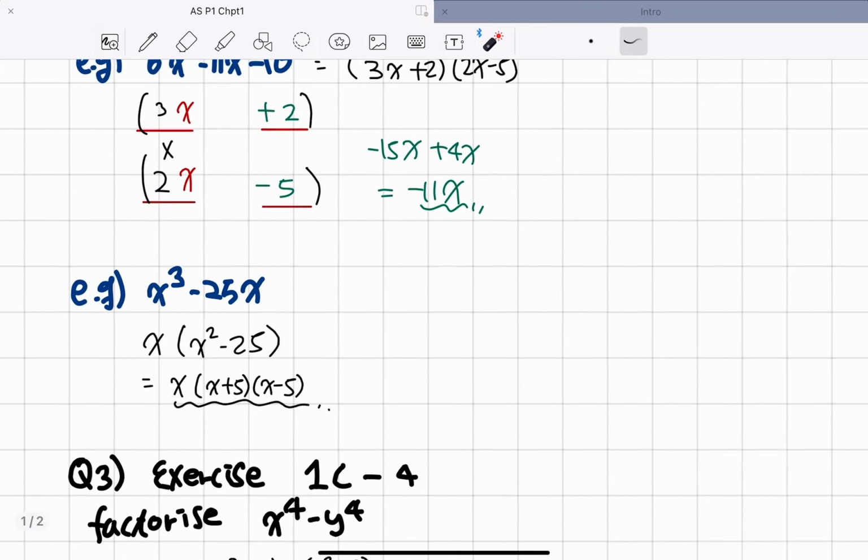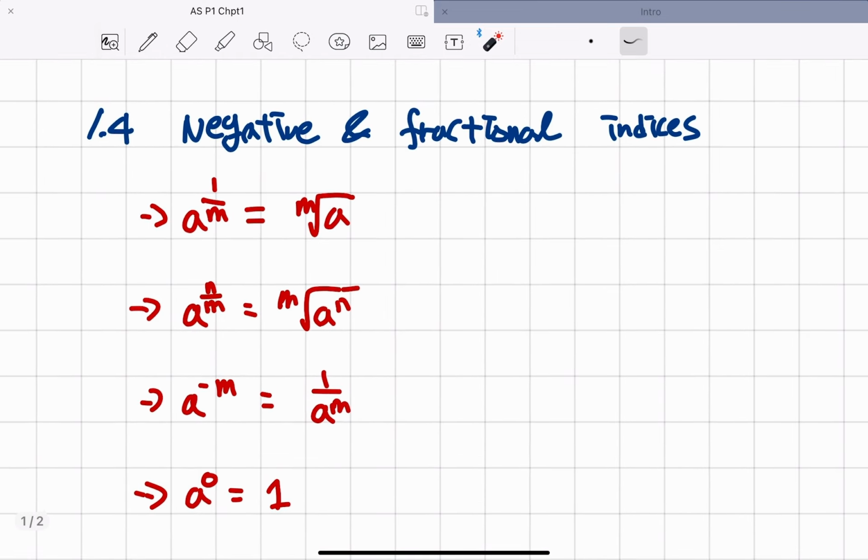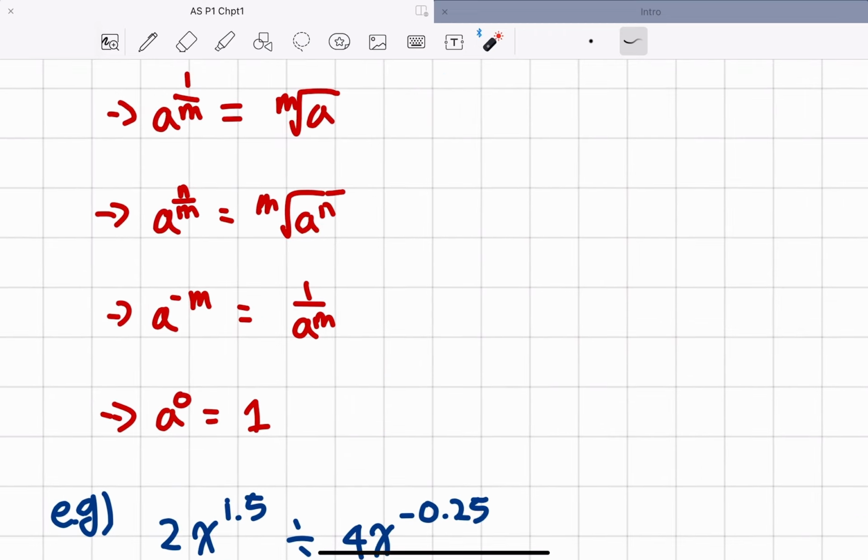Okay, and let's move on to the next one. Negative and fractional index. So this one as well, this is kind of rules, right? So there are 4 key rules you need to keep in mind to solve the questions.